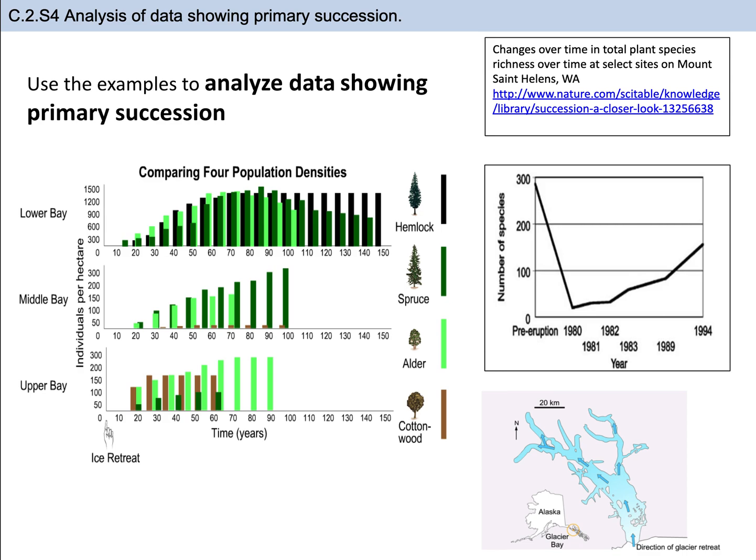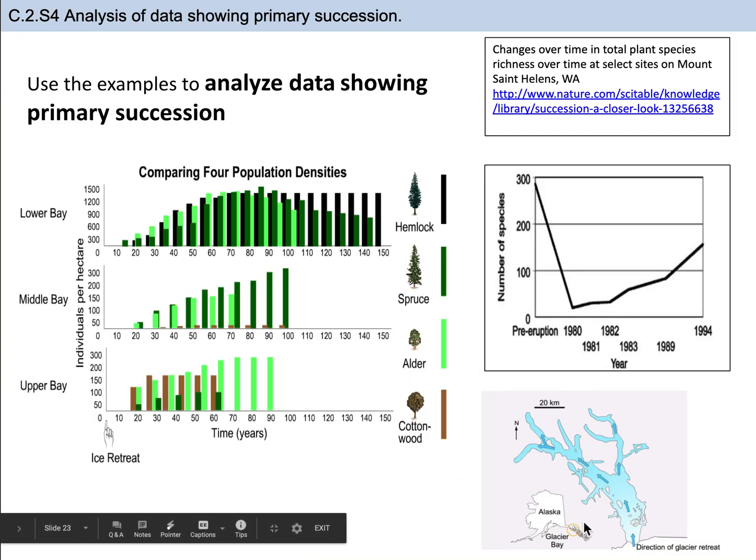So here's looking at the data finally. And so you can see now, after understanding all that background, you can see the x-axis is in years, and the y-axis is showing you individuals, so species per hectare. A hectare is larger than an acre. And you can see here's the key for what species are represented by the bars. And it's focusing on this image here.